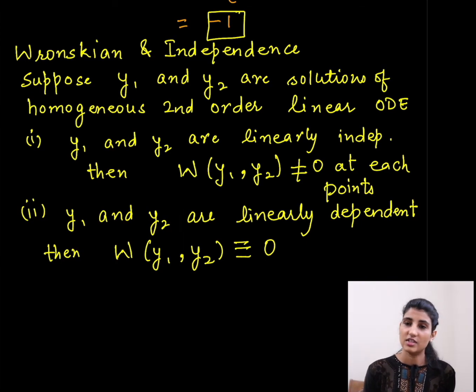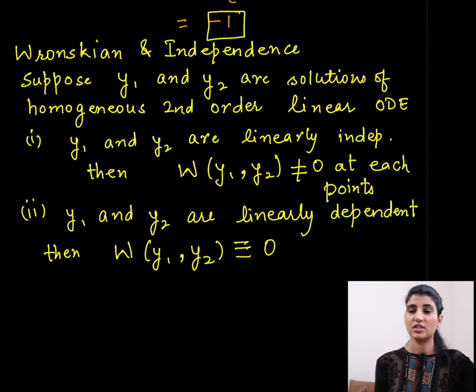Okay, so this is how we can check if y1 and y2 are linearly independent or not using the Wronskian.